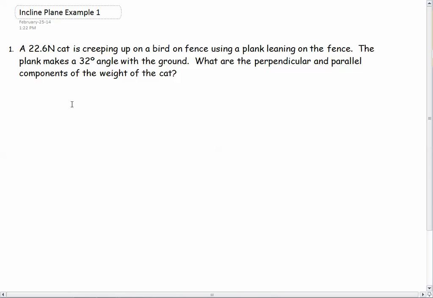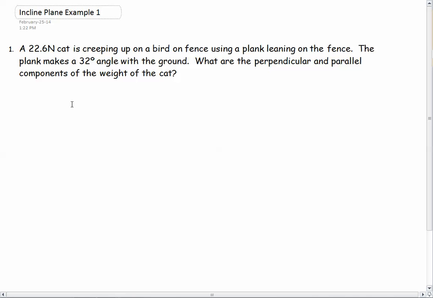So we're looking at an inclined plane example. This is our first example. A 22.6 Newton cat is creeping up on a bird on a fence using a plank leaning on the fence. The plank makes a 32-degree angle with the ground. What are the perpendicular and parallel components of the weight of the cat?